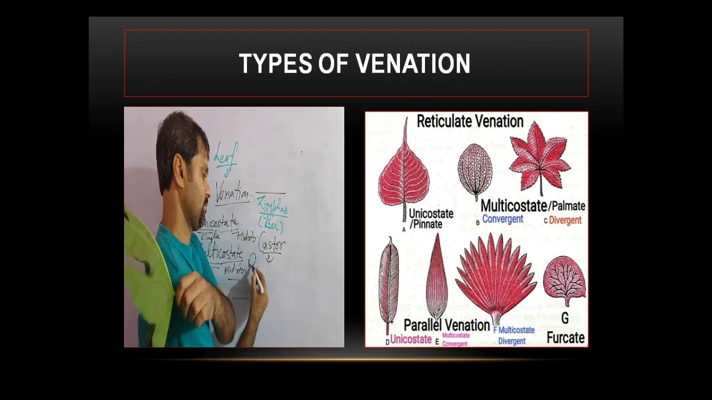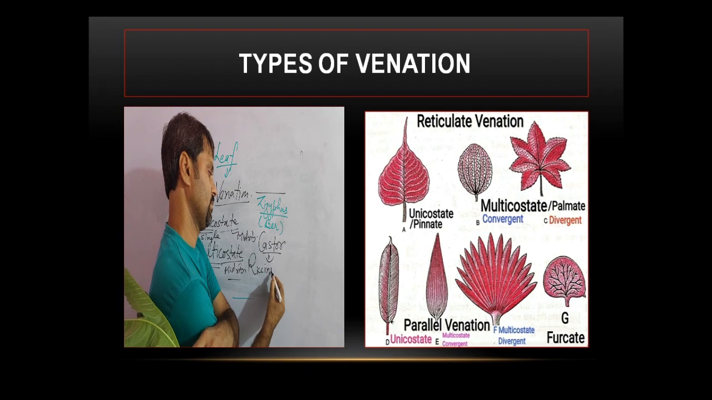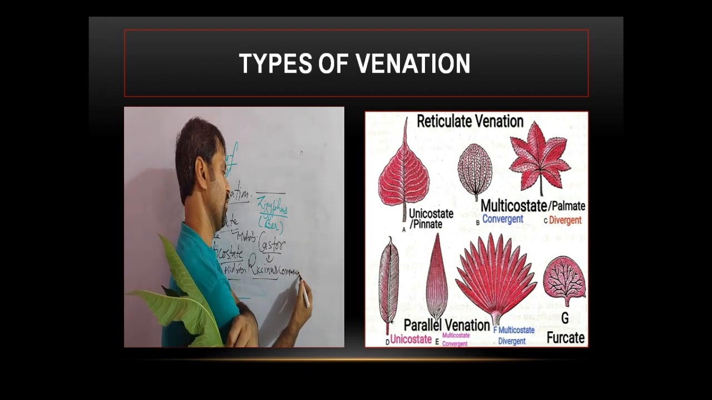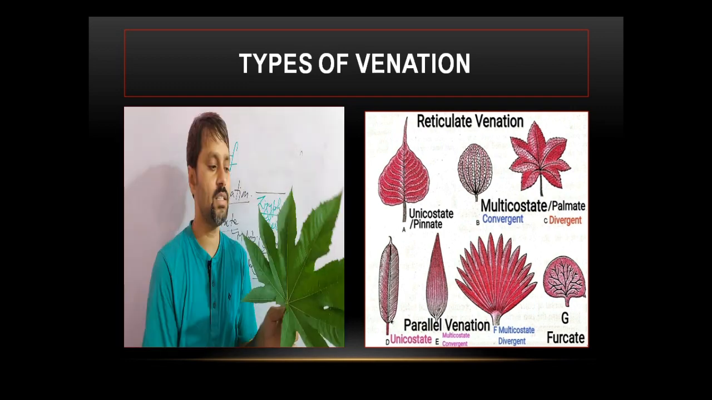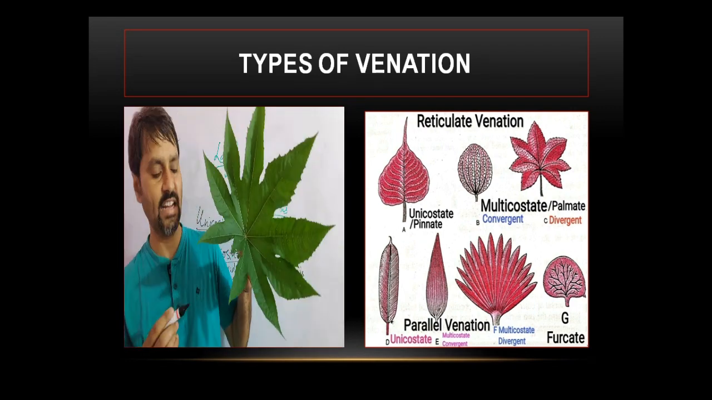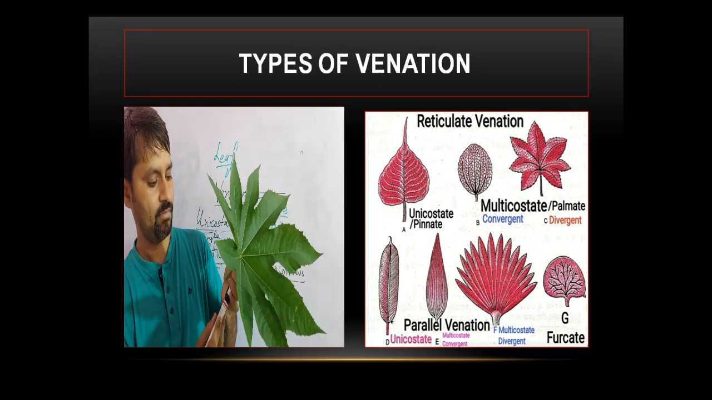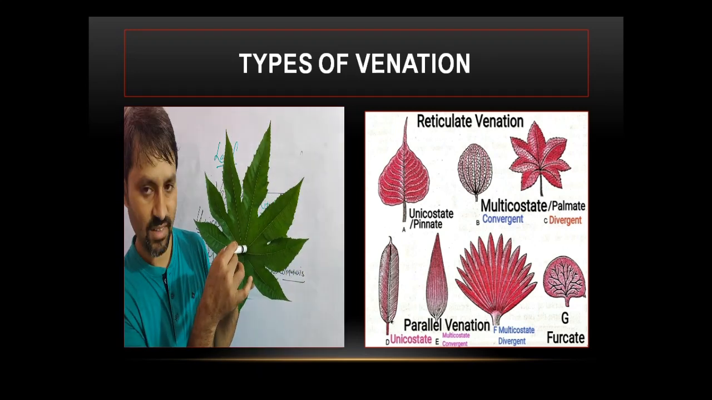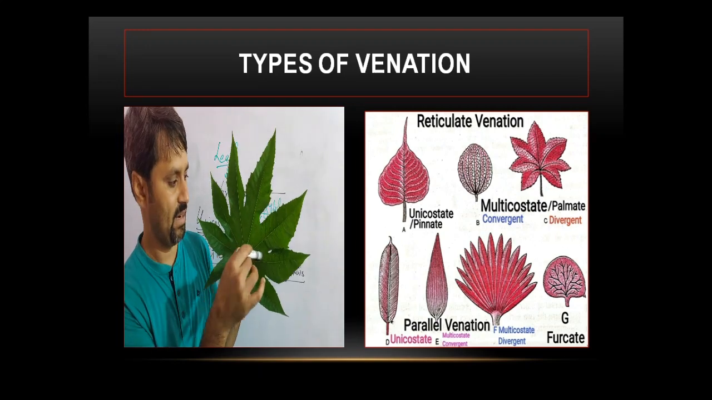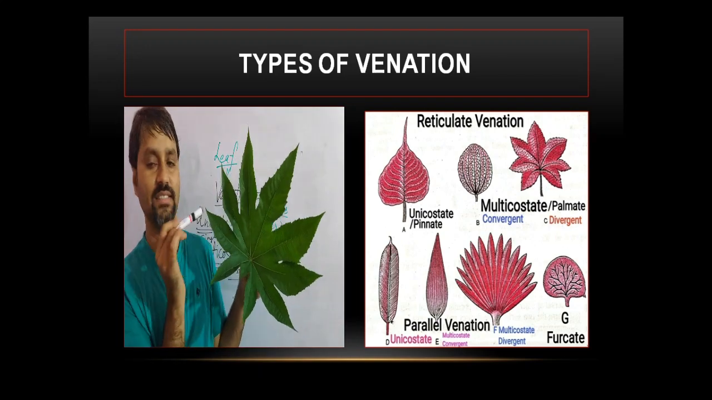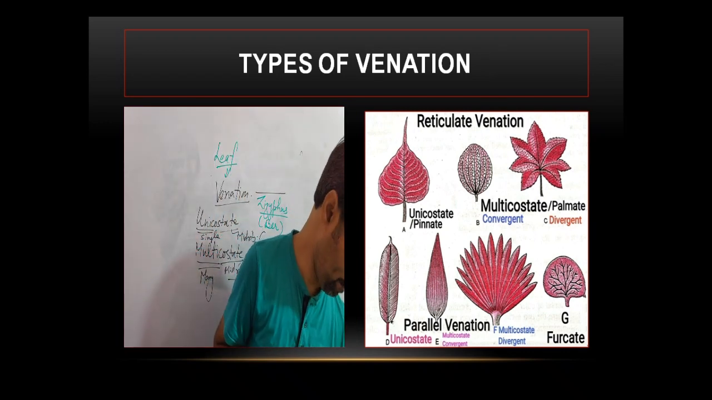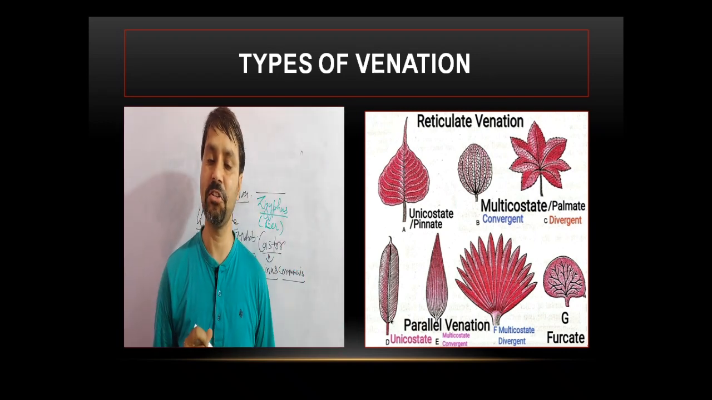Ricinus communis बेटा. See here. Ricinus communis. This is a Ricinus communis. Again, very clear. Which one? Reticulate, multicostate, divergent. Is it clear? Yes. Now see the parallel venation.